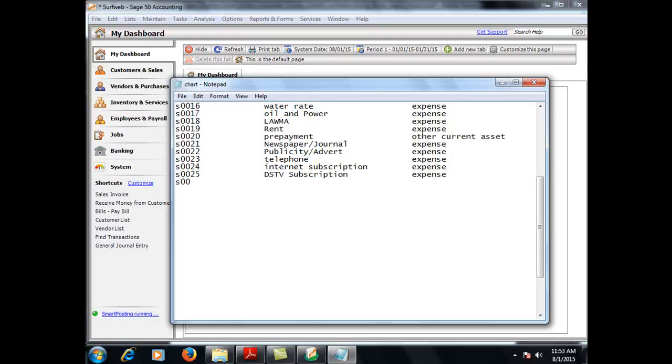For the purpose of this class, maybe let's just work with 3 fixed assets. You can add more. Maybe we have furniture and fittings, F and F. We have what again? Yes, that's our generator.